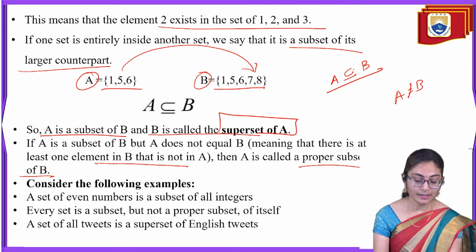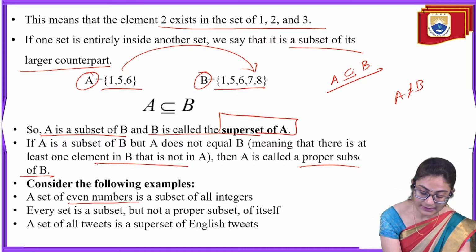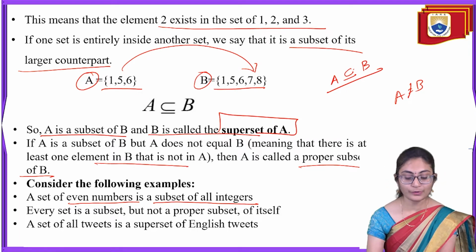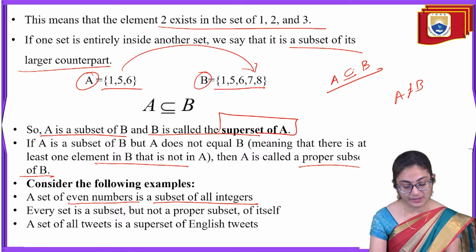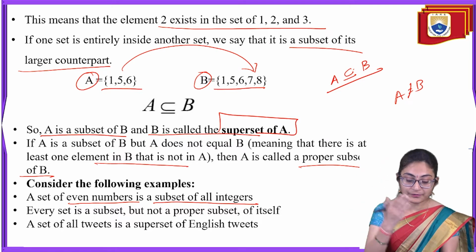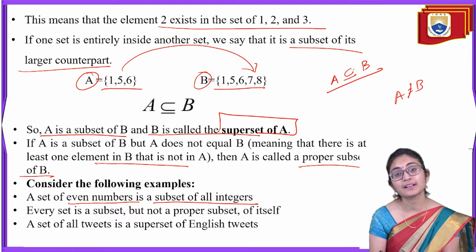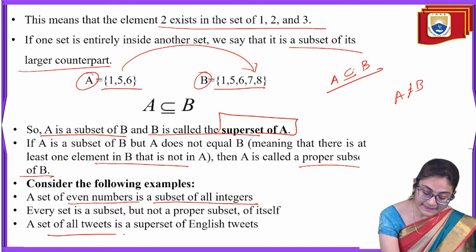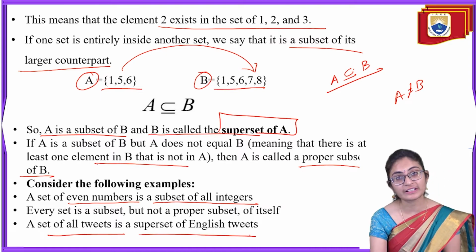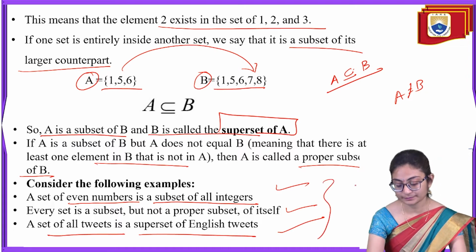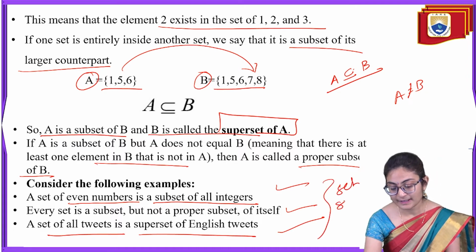For example, the set of even numbers is a subset of all integers. We know which numbers are integers, so all even numbers are included in the integers. Every set is a subset, but not a proper subset, of itself. The set of all tweets is a superset of English tweets. All these are examples of set, subset, and superset.